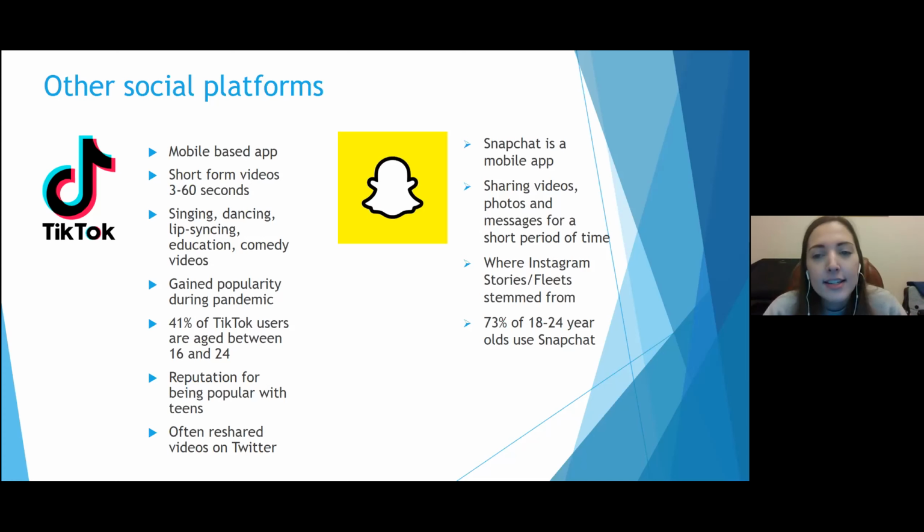So yeah, that's that. Snapchat, that's a mobile app. Again, it's really popular with young people. It's a sharing platform for video, photos and messages for a short period of time. So it's where Instagram stories and Twitter's Fleets stemmed from. It's essentially Instagram stories on that particular platform, really. And 73% of users are 18 to 24. Again, I personally don't use this one, but a lot of young people use it. So if you ever had a business and you wanted to target a certain group of people, I'd recommend TikTok and Snapchat would probably be your top 2 platforms.